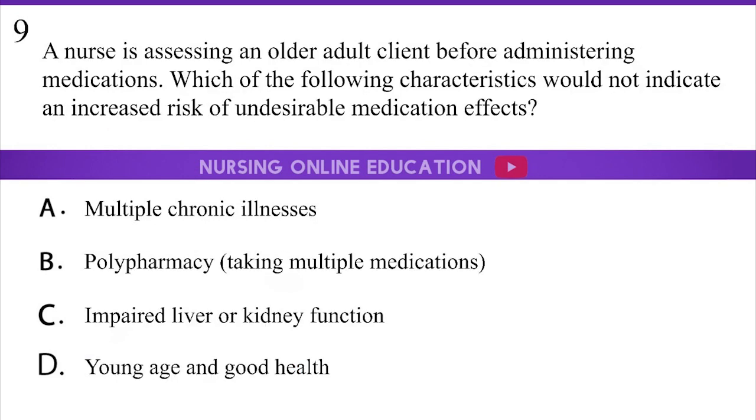9. A nurse is assessing an older adult client before administering medications. Which of the following characteristics would not indicate an increased risk of undesirable medication effects? A. Multiple chronic illnesses. B. Polypharmacy, taking multiple medications. C. Impaired liver or kidney function. D. Young age and good health. The answer is option D, young age and good health.